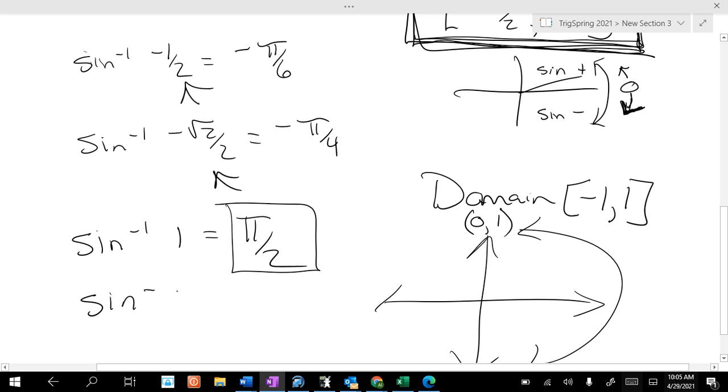What is the inverse sine of 0? What is the inverse sine of 0? 0. Why do you know that, Allie? You just swagged it, right? Yeah, you just swagged it, but there's a reason why it's 0. Where is the sine 0 at? It's at 0 degrees, which is at 0 radians.